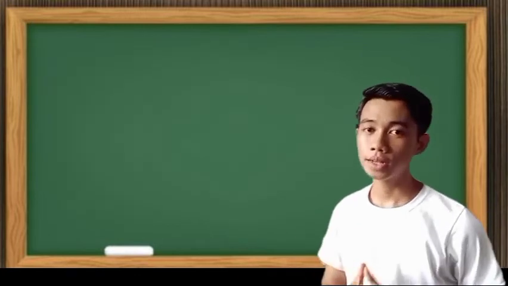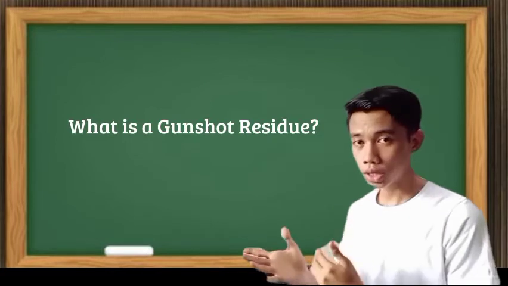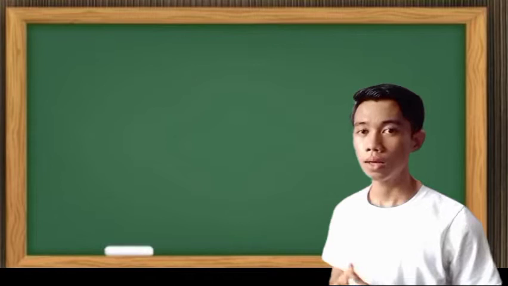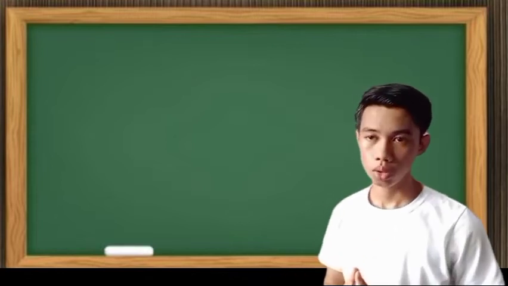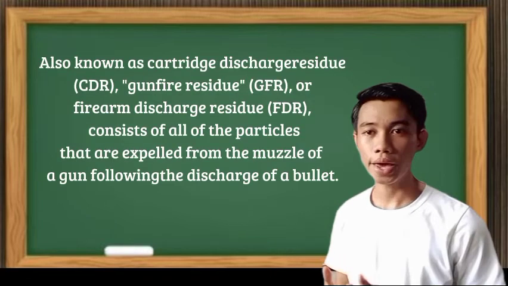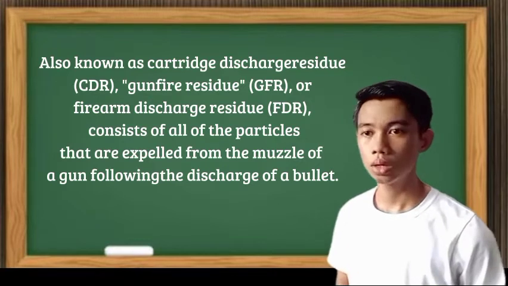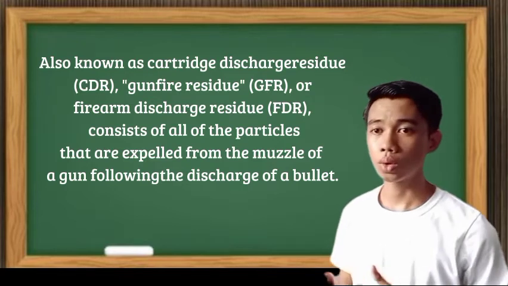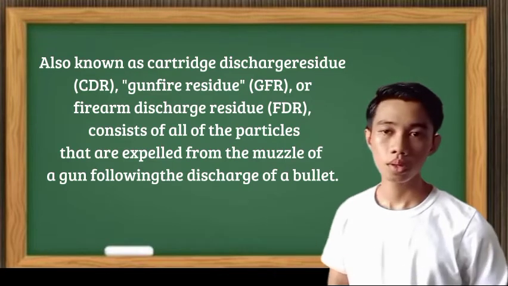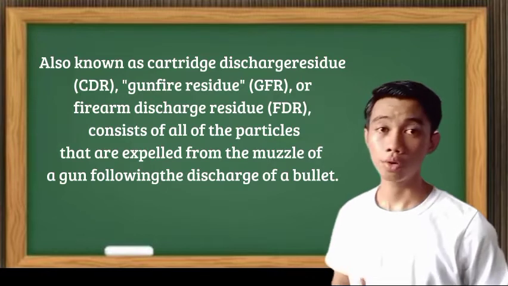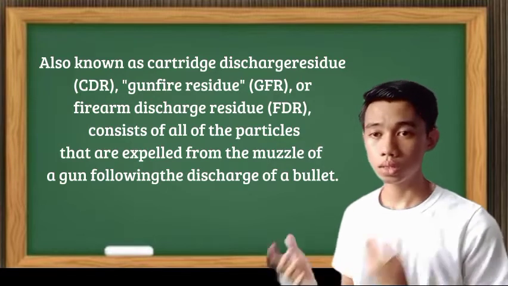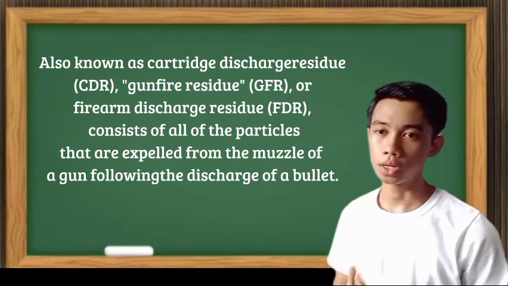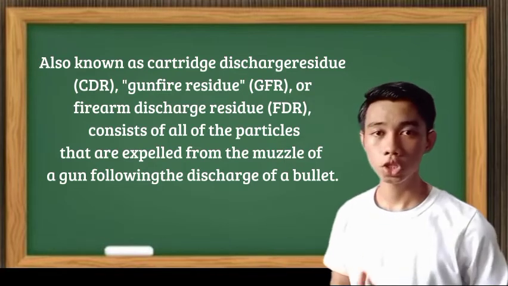Ano nga ba ang tinatawag na gunshot residue o ang bakas mula sa baril na pinaputok o pumutok? A gunshot residue is also known as cartridge discharge residue, with the abbreviation CDR, and also gunfire residue, and also firearm discharge residue. So it consists of all of the particles that are expelled from the muzzle of a gun following discharge of the bullet.